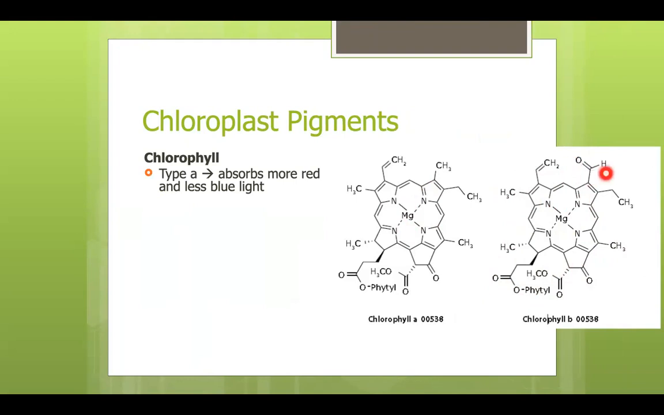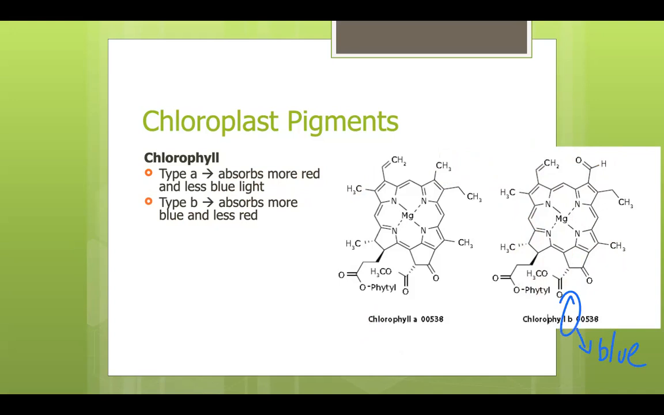Oh, look, there's a difference here, and here. Everything else looks the same. Even the double bonds look all the same. So that's the only difference between chlorophyll A and chlorophyll B. Now, chlorophyll A absorbs more red and less blue light. Chlorophyll B absorbs more blue and less red. The way that I remember the difference, chlorophyll B, blue. So just remember that B absorbs more blue.